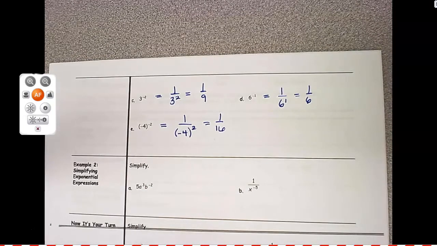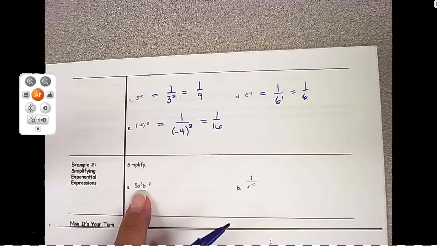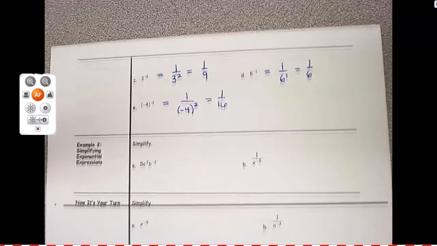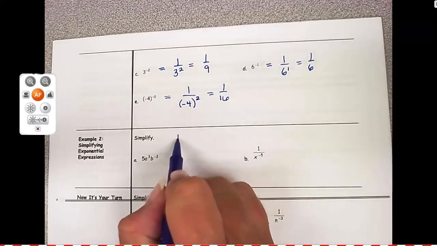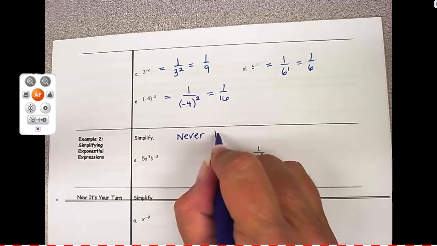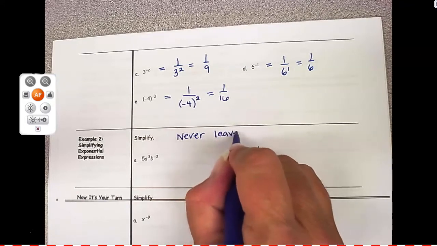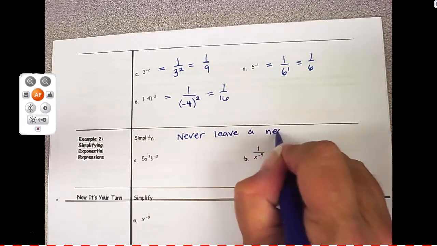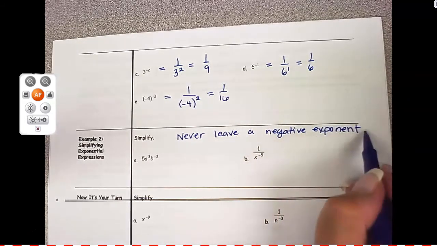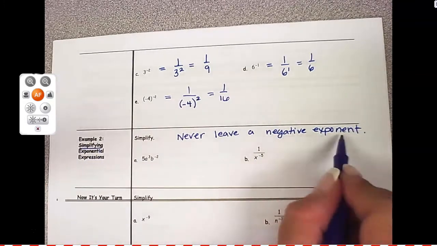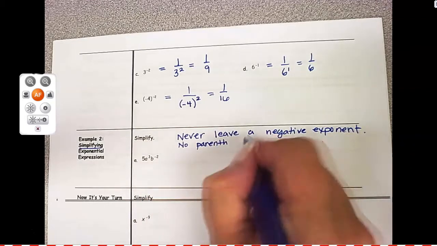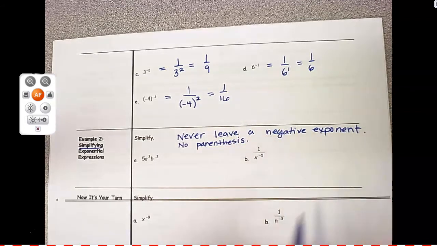So if I have some expressions here that I want to simplify, that simply means when we simplify exponentials, we have a rule for exponents, and that is that you can never leave a negative exponent. And the other thing for simplifying, we really want to have no negative exponents and no parentheses either. So these don't have parentheses, but later we'll see some with parentheses.